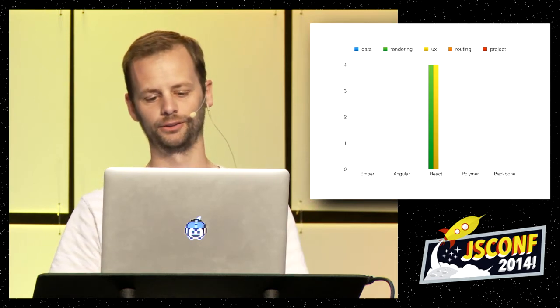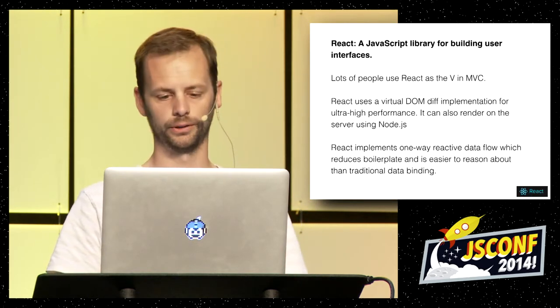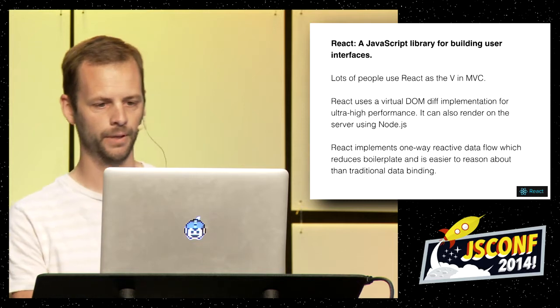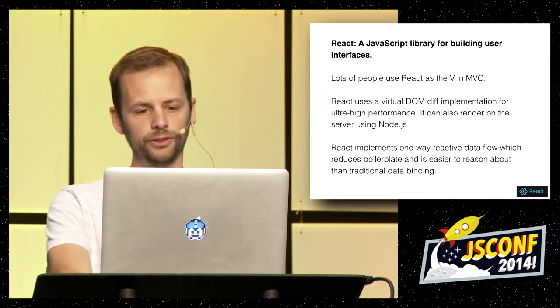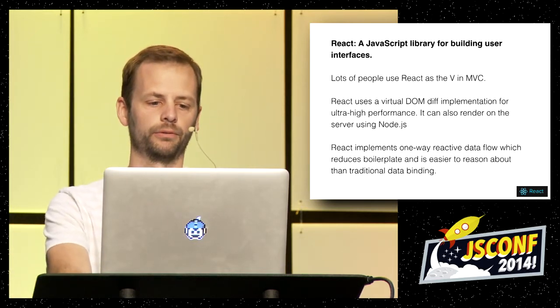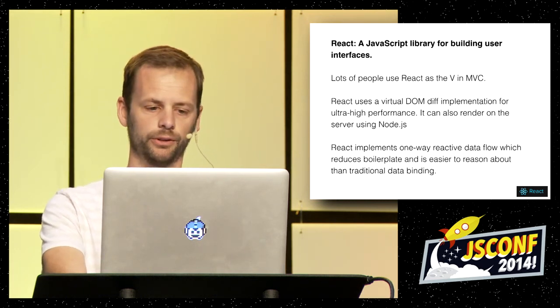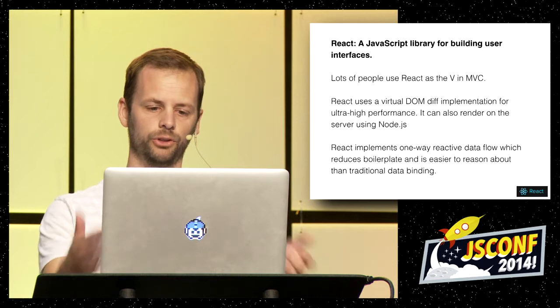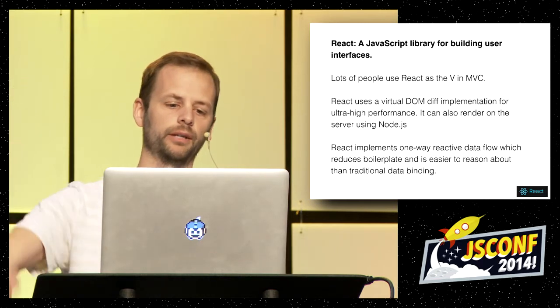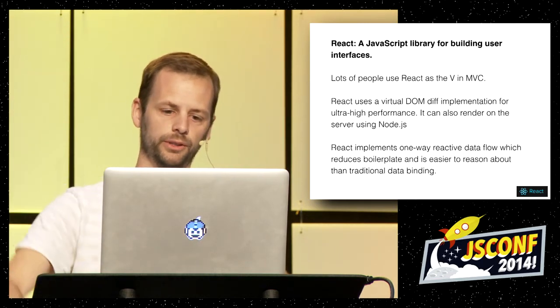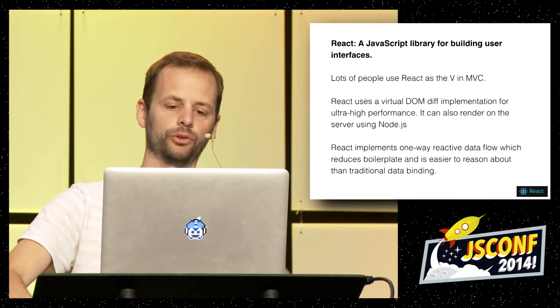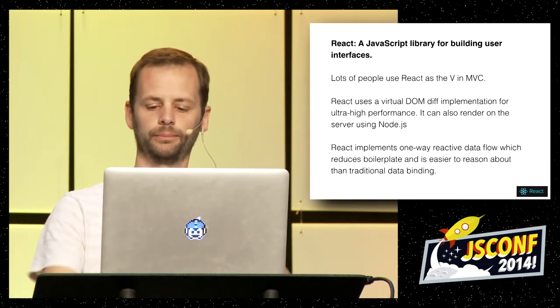React, this is new, I guess it's like a year old now, right? Lots of people are using React for the V in MVC. It uses a DOM diff for high performance, but you can also do server-side rendering because of this DOM diff. And instead of having two-way binding, it has a one-way reactive data flow. So data just flows down through your app, and the goal is there to make your app easier to reason about.